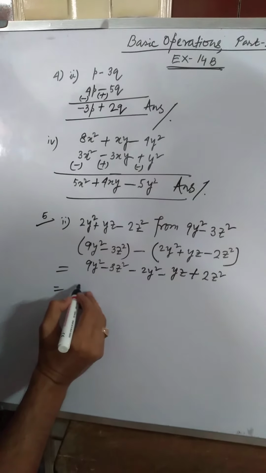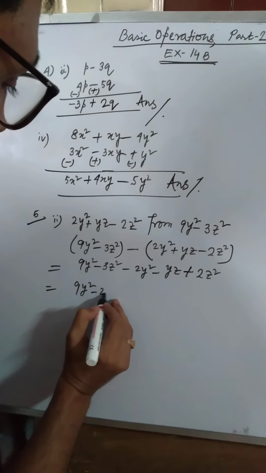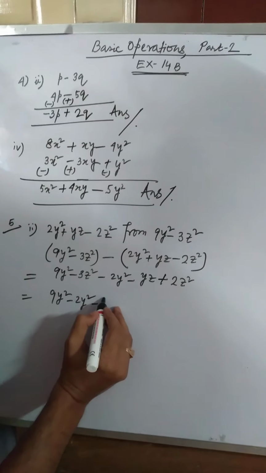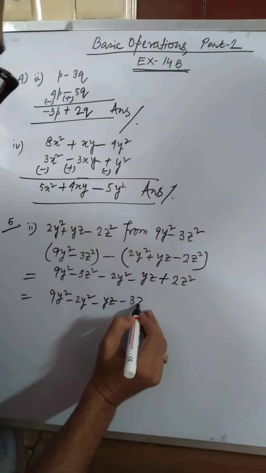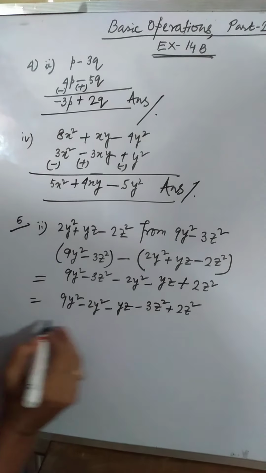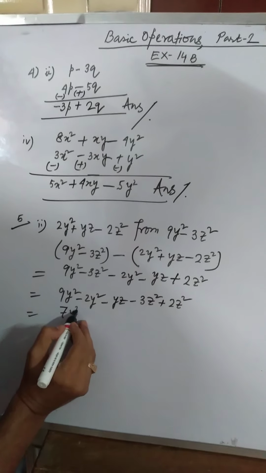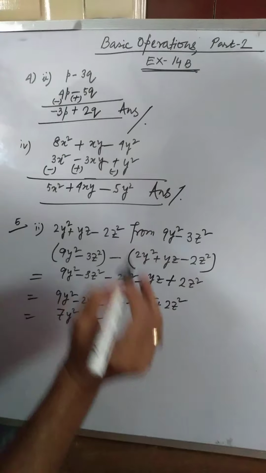Now arrange the like terms. 9y square minus 2y square. Then only one term is there, yz, minus yz. Write it down. Now minus 3z square plus 2z square. 9 minus 2, 7. 7y square. Minus yz, only single term is there.